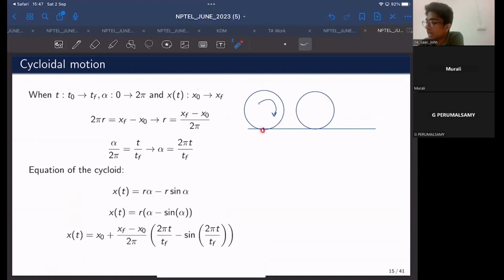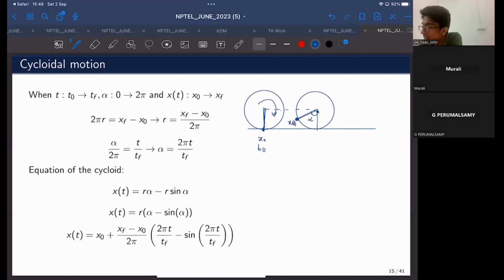For a full rotation, it would start from here, go all the way along, and reach the same height again when the circle completes one full rotation, right? So that is what we call a cycloidal motion. So what do we have? The time basically varies from T0 to TF, right? So I'll just draw, this is time T0. This is our initial position, X0, at time T0. And at another instant, it moves and also rotates by an angle alpha, and this is the point at time t.